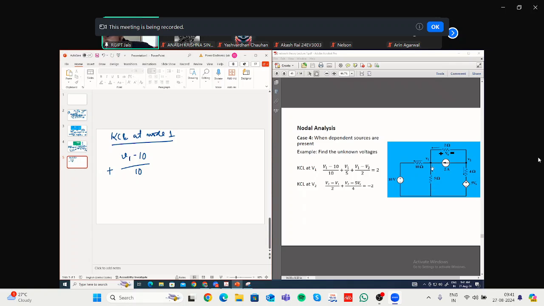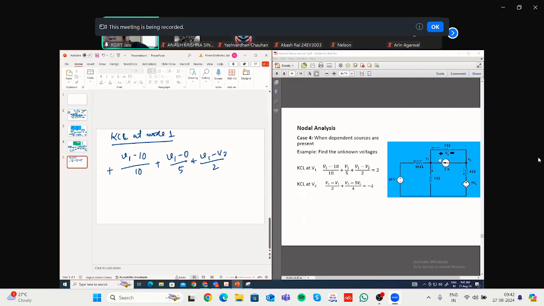Again, in this branch, V1 will be greater than this 0 volt, so plus sign, current will be moving out. So V1 minus 0 divided by... okay, V1 will be greater than V2, so current will be going out of this node. Forget about this arrow. So plus sign, V1 minus V2 divided by 2, that will be equal to 2.